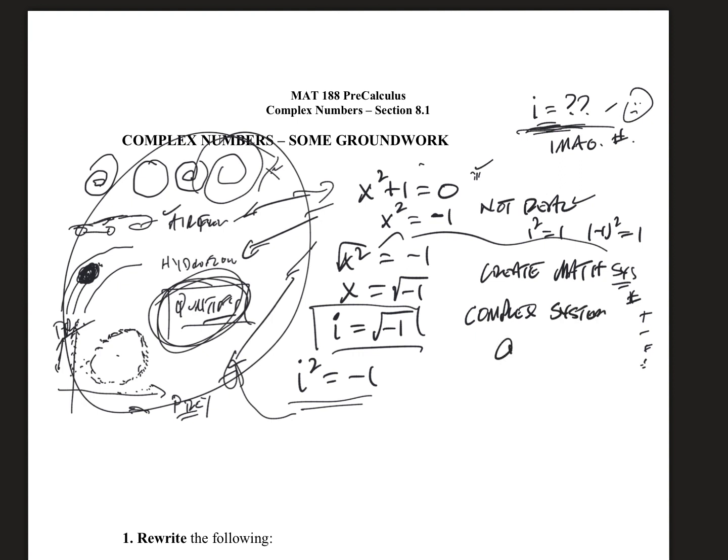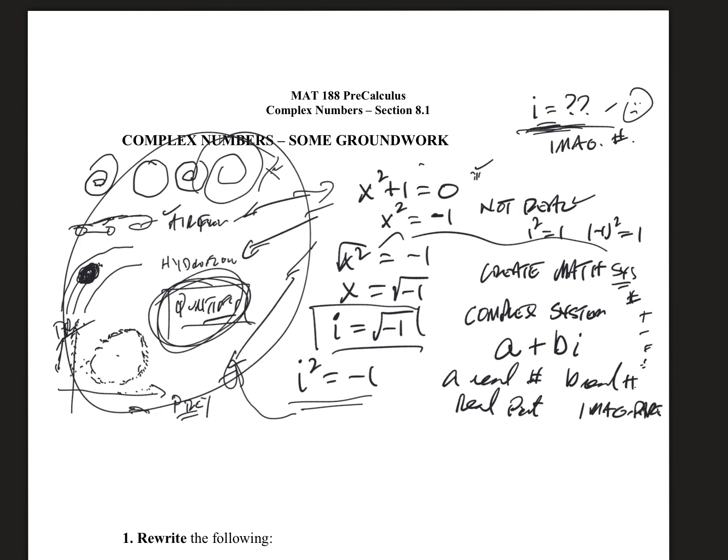And our complex numbers look like a plus bi, where in this case, a is a real number and b is a real number. This is called the real part, and this is called the imaginary part.